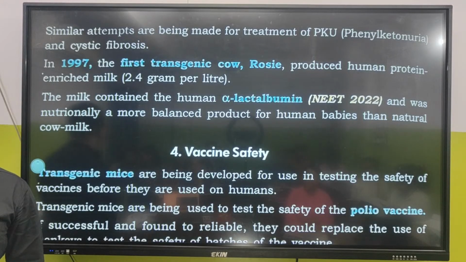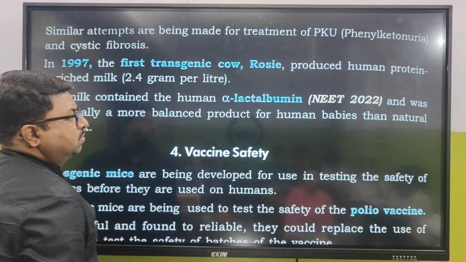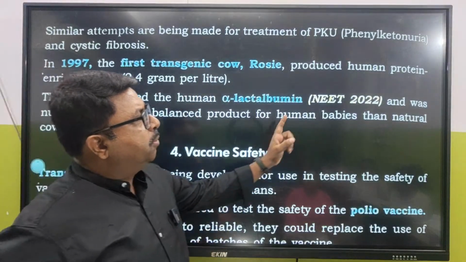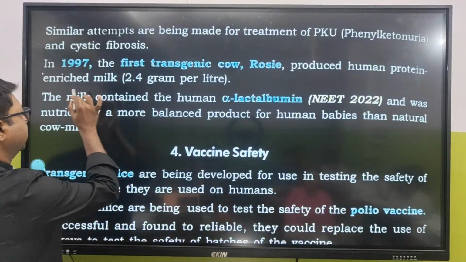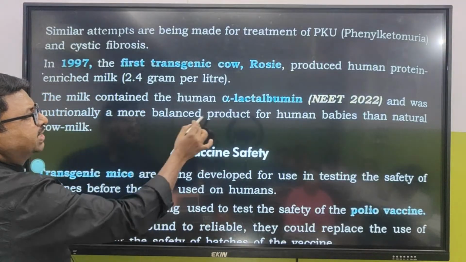Rosie. In 1997, the first transgenic cow named Rosie produced human protein. What is the name of the human protein? Alpha lactalbumin.